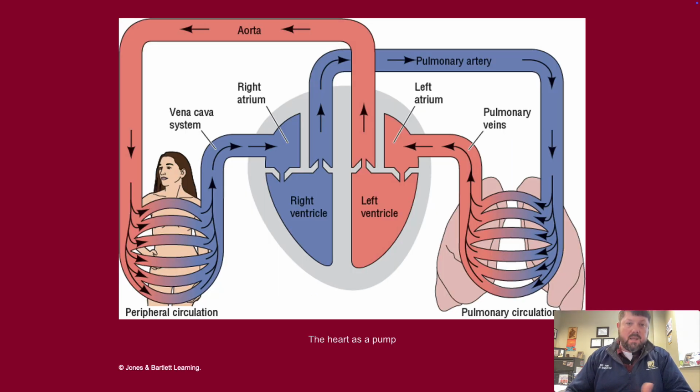Here's just another image of how the vena cava system delivers blood back to the right atria. The right ventricle then delivers blood through the pulmonary artery, where it's picked up at the lungs, where you have gas exchange. You've got onloading of oxygen, and you've got offloading of waste products like CO2. And then it moves into oxygenated blood, which is transported into the left atrium by the pulmonary veins.